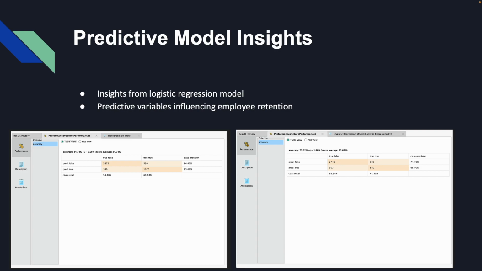Looking at the predictive variables influencing employee retention, I explored which variables emerge as the most predictive for employee retention. These insights are crucial for developing targeted strategies and interventions to enhance employee retention.